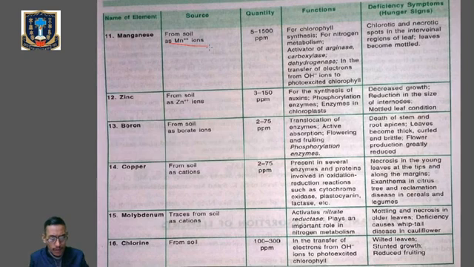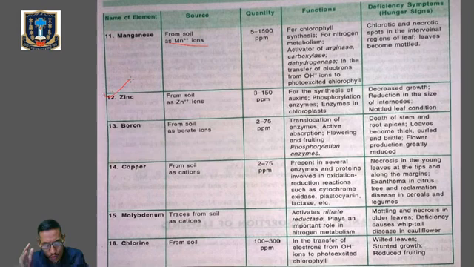Symptoms: appearance of chlorotic and necrotic spots in the interveinal region of the leaf. Chlorosis and necrosis will start appearing in the leaf, and the leaf becomes mottled, which I have learned already. Zinc. Zinc is obtained from the soil as a zinc ion.